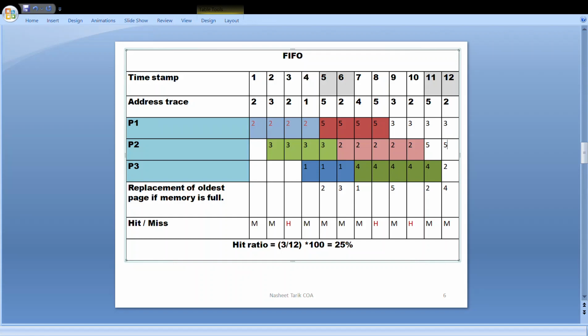Okay, so I have told you about the FIFO algorithm. This is the simplest algorithm, but I told you the drawback that the miss rate is more in this. Hit is happening 3 times, so the hit ratio can be calculated by 3, total time stamp is 12, so 3 upon 12 into 100. So 25% is the hit ratio for this particular example in FIFO.